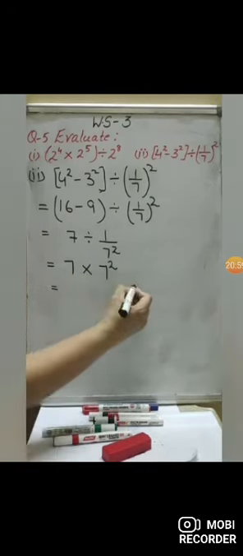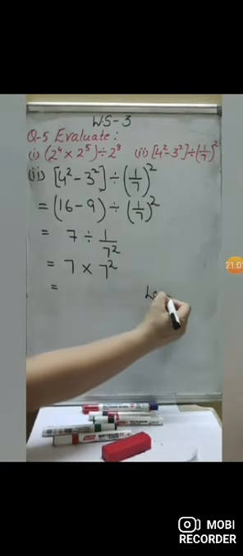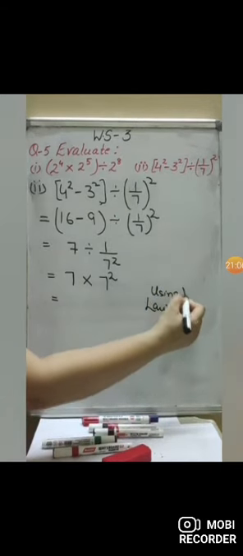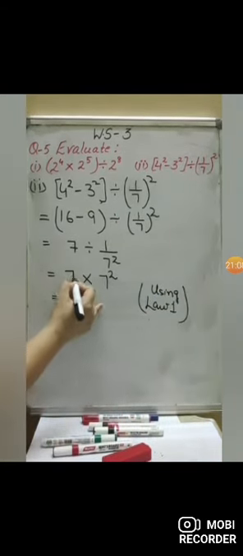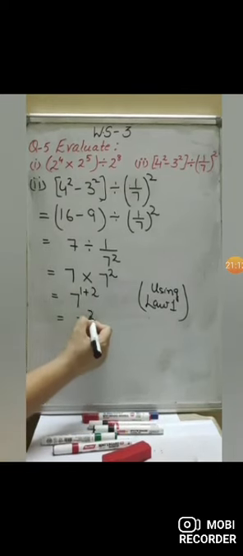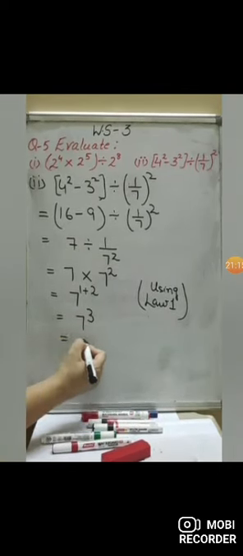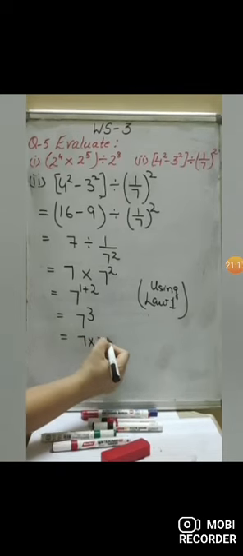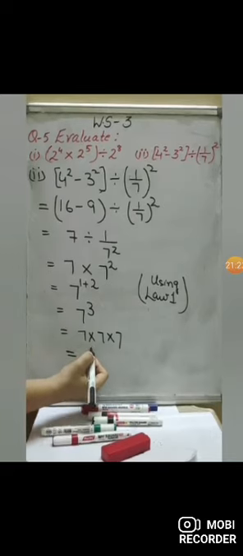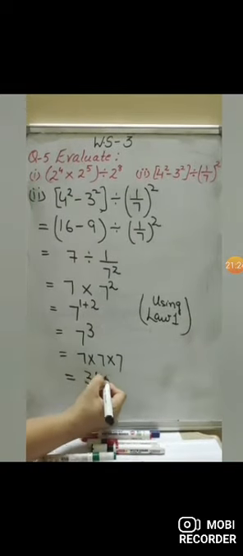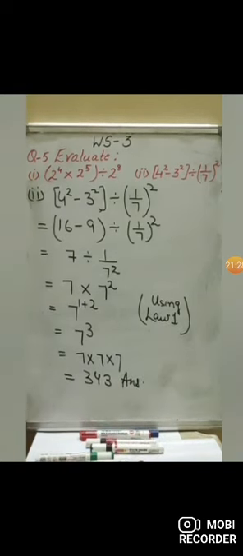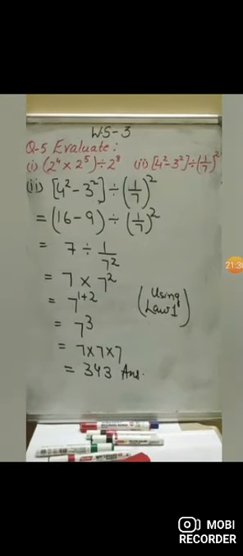So after applying law 1, we get 7 raised to power 1 plus 2. That is 7 raised to power 3, which is equals to 7 into 7 into 7, equals to 343, which is the required answer. I hope now you can solve the given assignment questions easily.